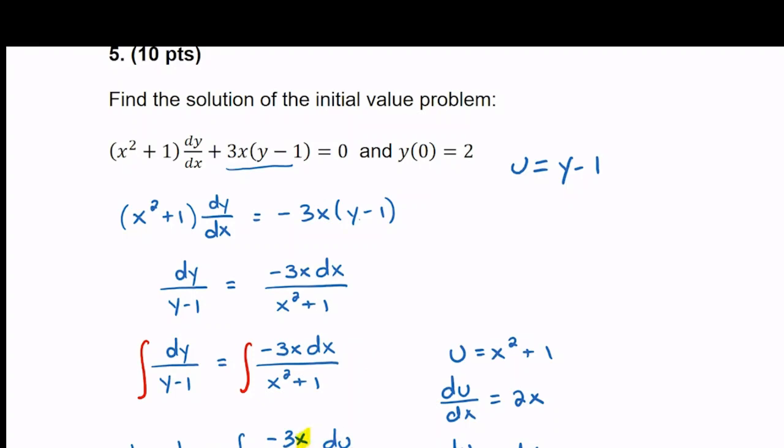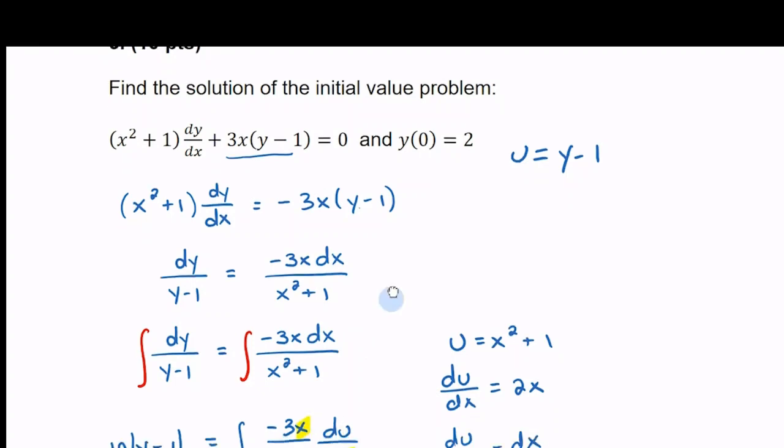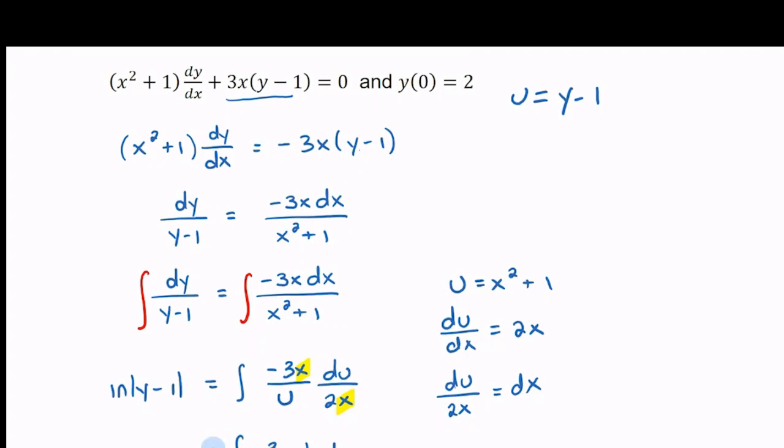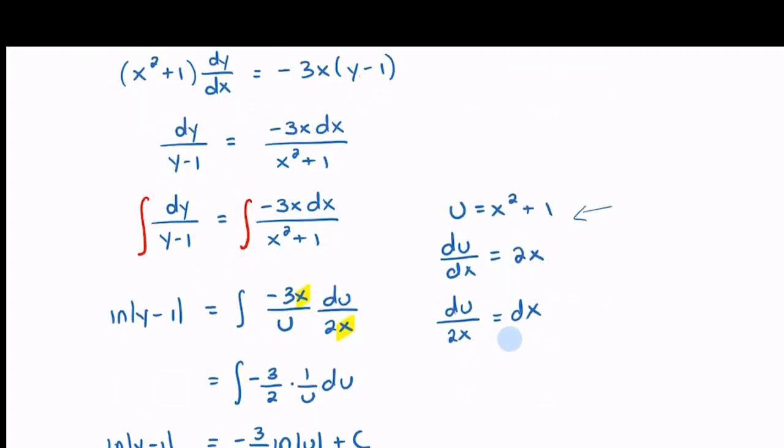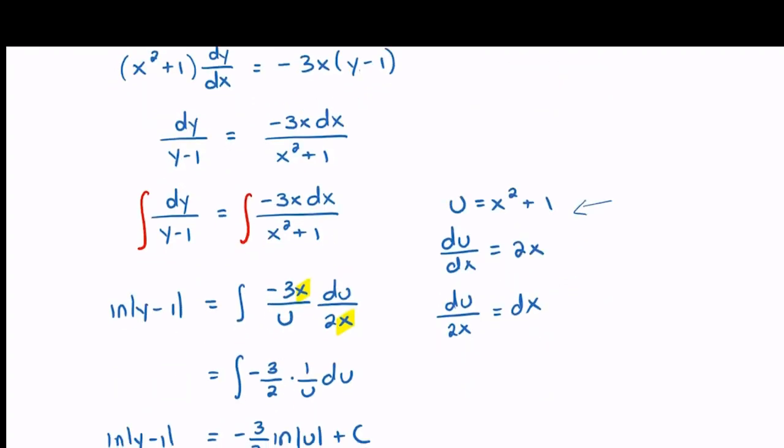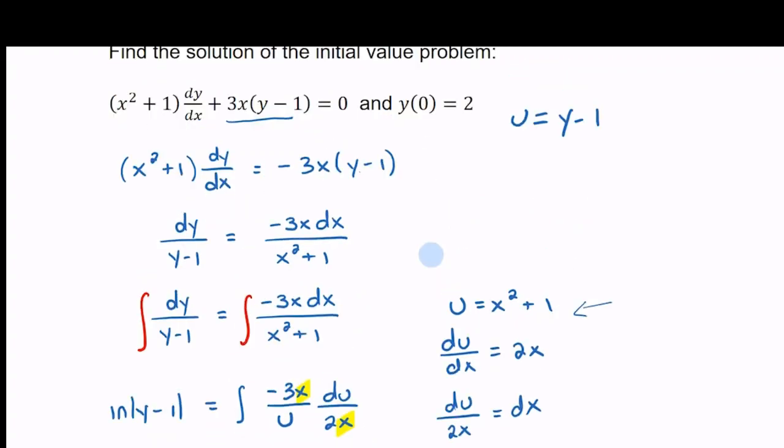At this point, the x's cancel out, leaving us a constant of negative 3 over 2, which you could pull out in front if you prefer, and 1 over u du. The antiderivative, or the integral of 1 over u, is ln absolute value of u, and we need to put our plus c now. And remember, u was equal to x squared plus 1, so we have to substitute that back in. Now, we do have an initial condition.